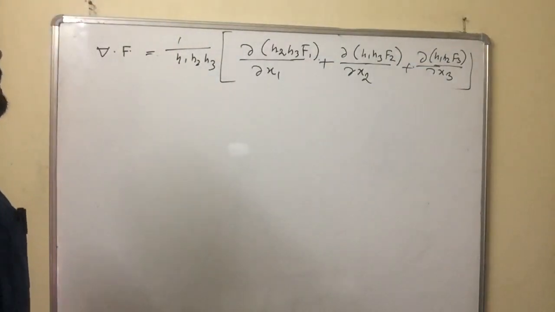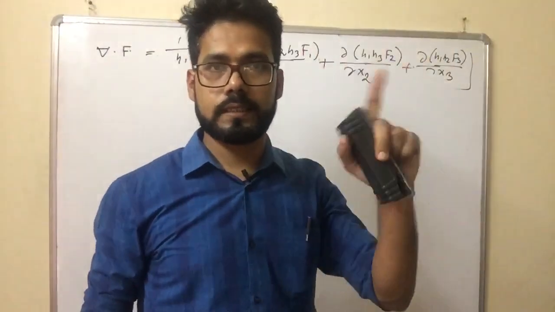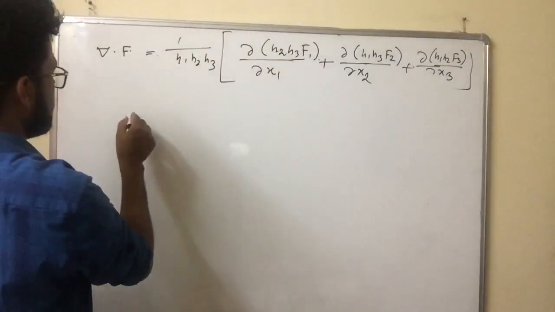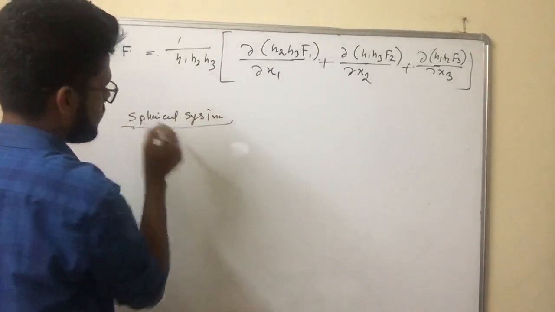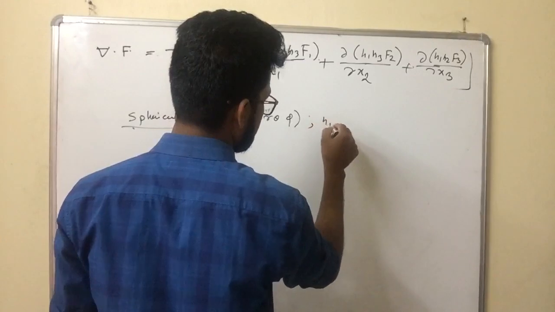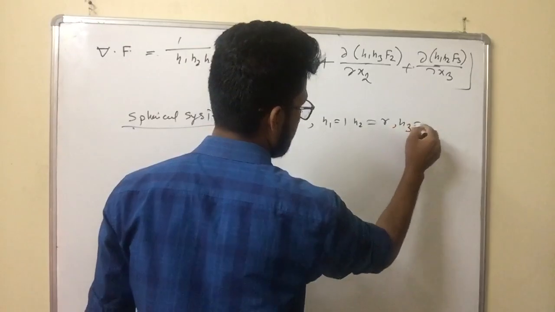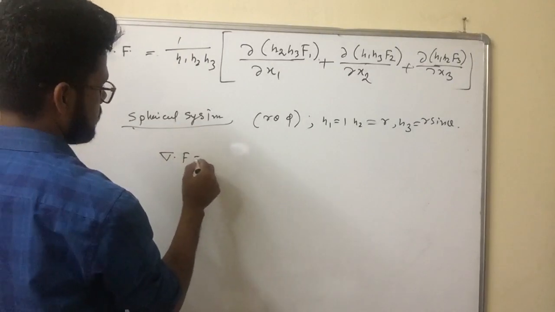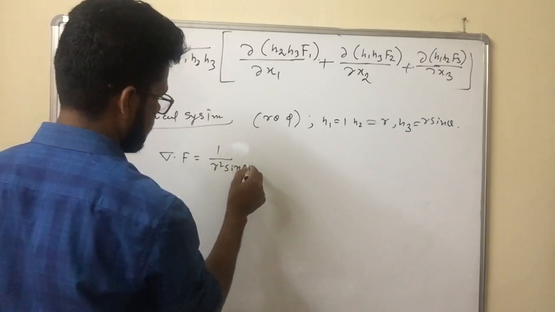In the rectangular system it is easy, all h1, h2, h3 equal 1, so I am not going to show the rectangular system. But I am going to show the spherical and cylindrical systems. One is the spherical system, with r, theta, phi, whose representation I have shown you. h1 equals 1, h2 equals r, h3 equals r sin theta. So what is the representation? Del dot f will be 1 by r square sin theta, r square sin theta.